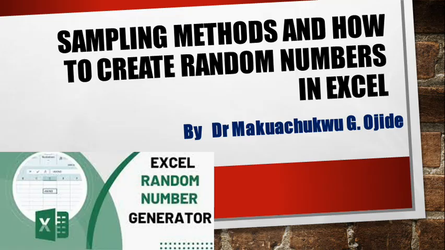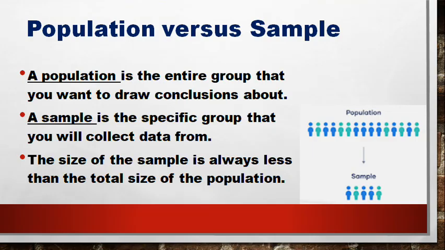One key thing you need to define when you are doing primary data collection is your population. Population here is the entire group that you want to draw conclusions about. If you look at the image here, this is the population. But because of limitations of resources and time, we may not be able to study the whole population, otherwise you'll be taking a census.